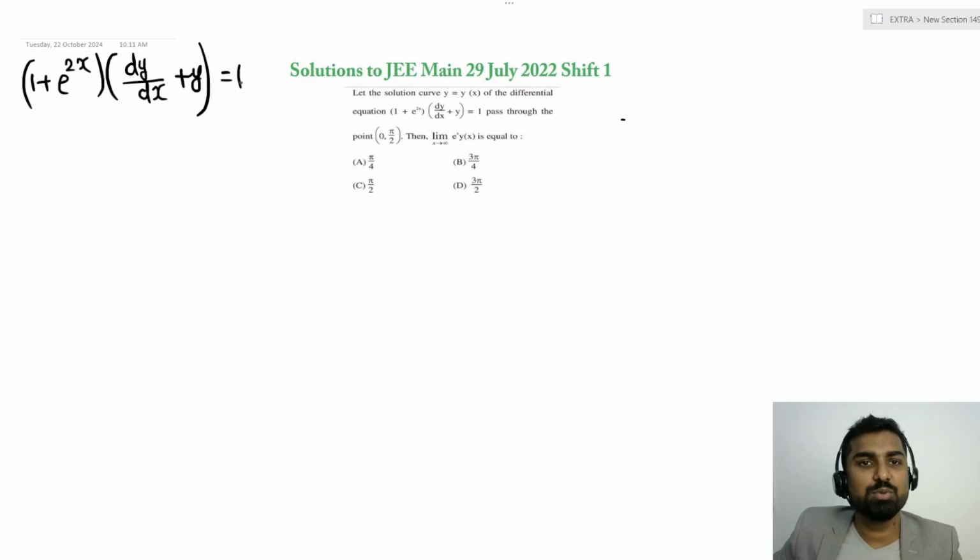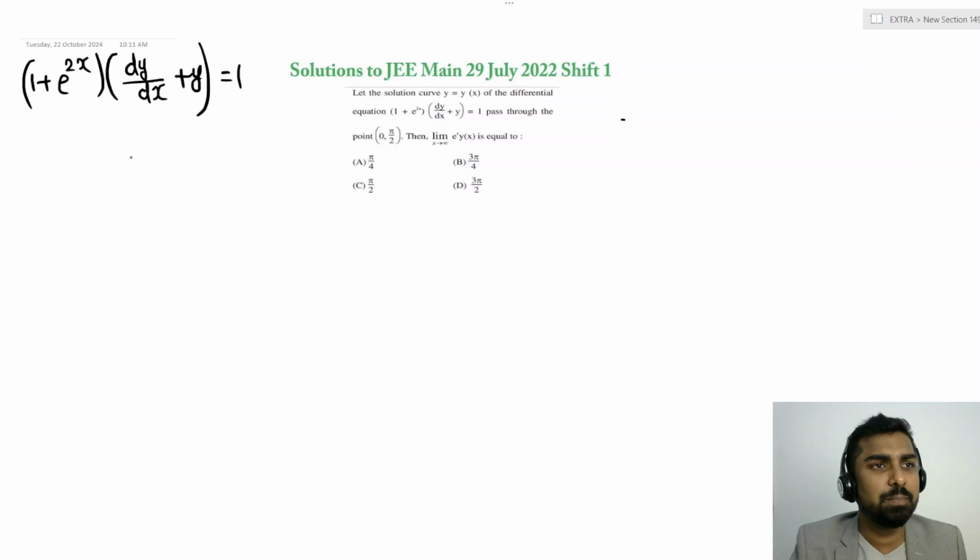Okay, and we have to apply the condition. This curve is passing through 0 comma pi by 2. So we have to apply the condition after finding the solution. Then we have to apply the limit. Limit is normal. I think it's very easy. We have to apply directly as well.